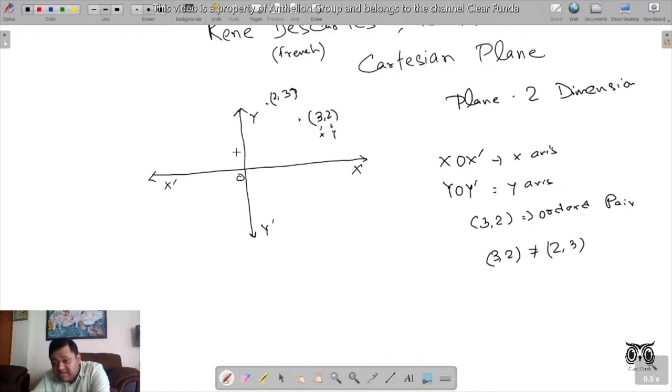In the x direction, how far is it from the y axis? This is 3, so 3 units in the x direction from the y axis and 2 units in the y direction from the x axis. So the first coordinate shows the distance from the y axis and is called the x coordinate.